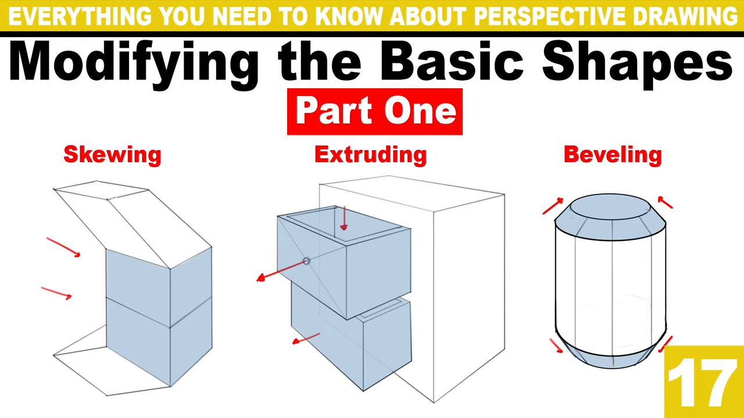In this first part of modifying the basic shapes, we are going to tackle three different ways to do so. These principles are based on 3D modeling techniques that we can use in our drawing and design process to modify the basic shapes to fit our needs. These tools are skewing, extruding, and beveling.